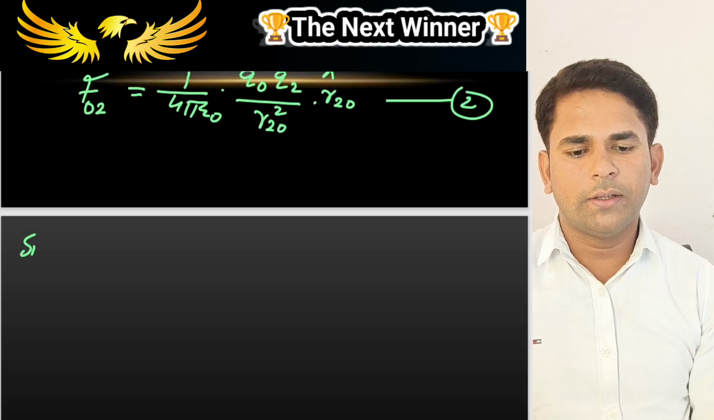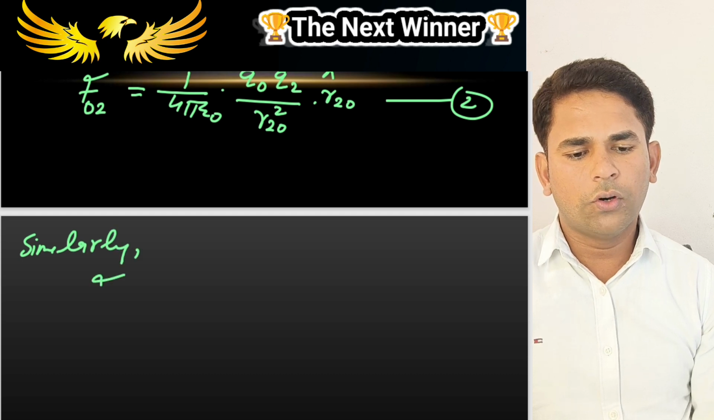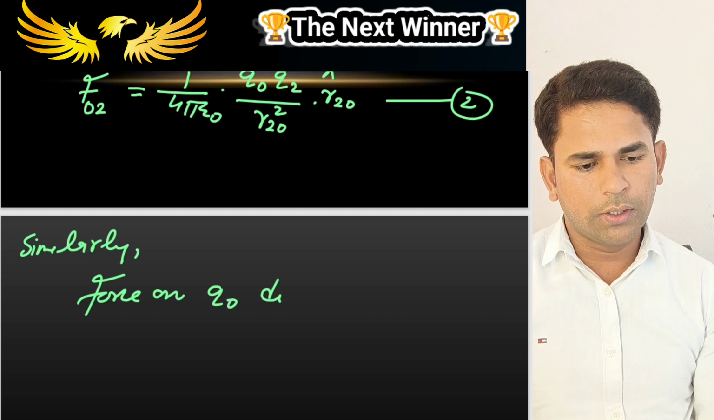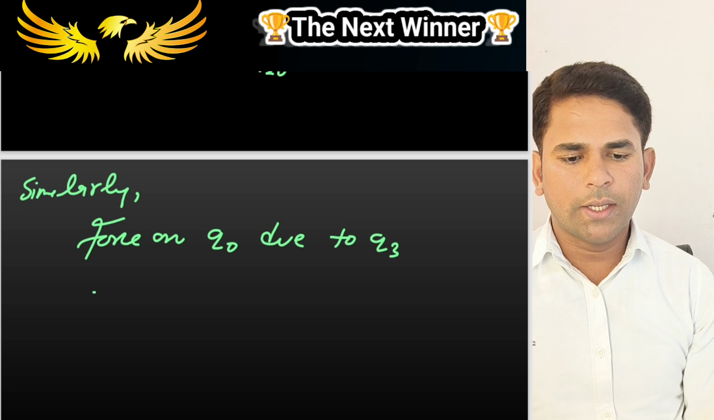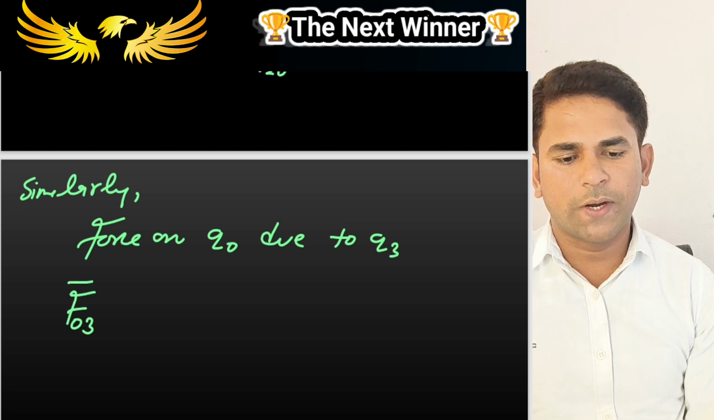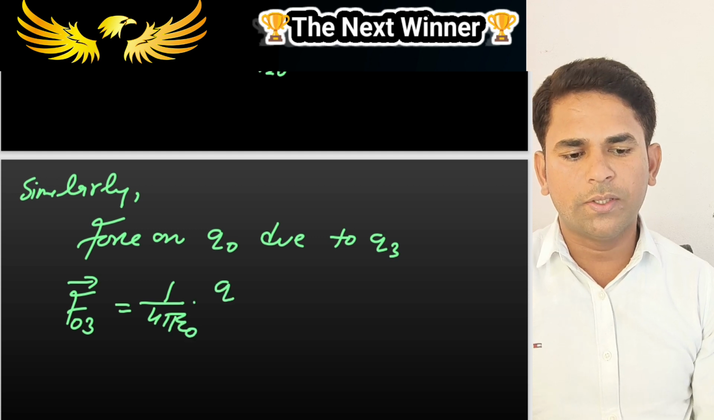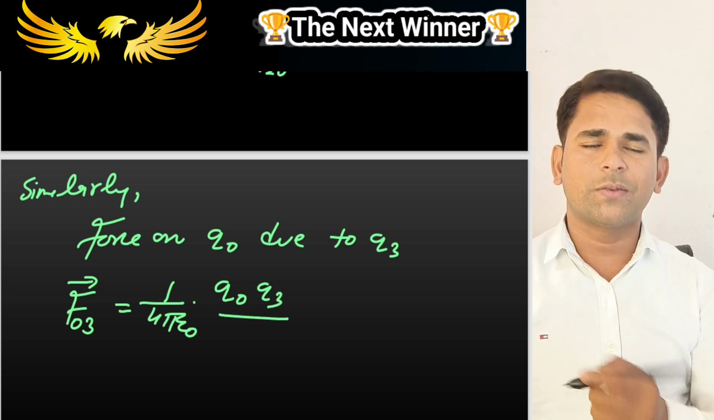Similarly, you can also write here. Very good. Similarly, force on q naught due to q3. Very simple. So you can write here vector F naught 3 equals 1 upon 4 pi epsilon naught into q naught q3, divided by distance.